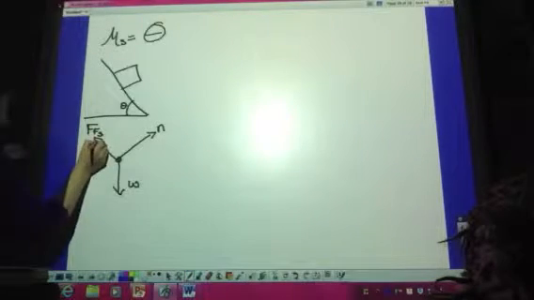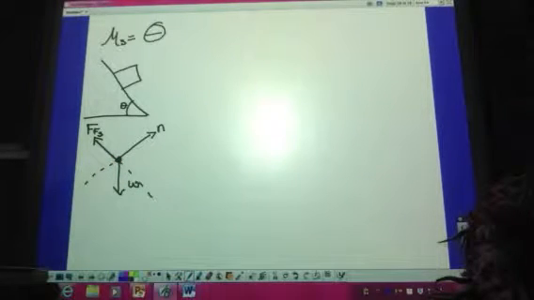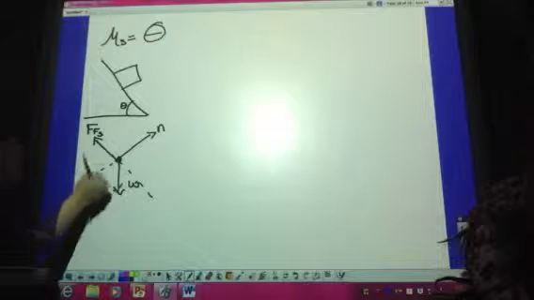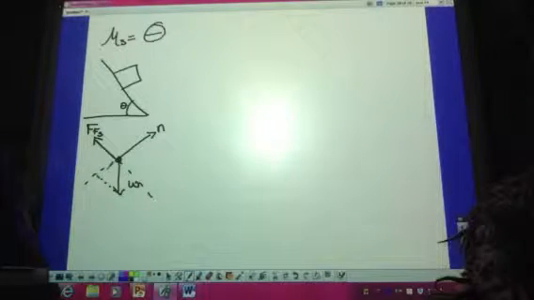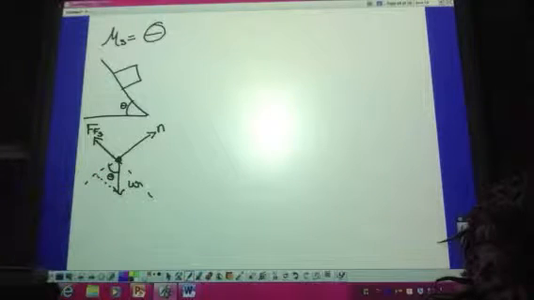I set my axes same way here. Your book also, or the problem, did that for us. So if I'm thinking about my components here for weight, because I'll have to break those up, then my theta would be right here. So there's my theta. So here's my free body diagram.